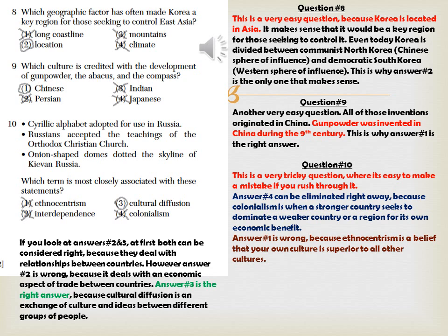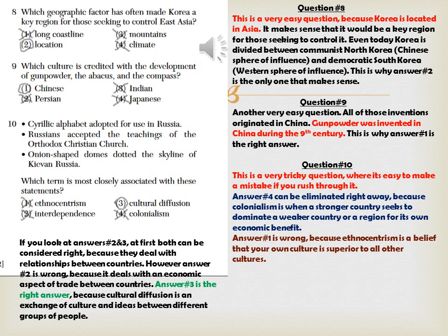And if you look at answers 2 and 3, at first both can be considered right because both of them deal with relationships between countries. However, answer number 2 is wrong because it deals with an economic aspect of trade between countries, interdependence. Sort of like the EU, European Union. But answer number 3 is the right one.